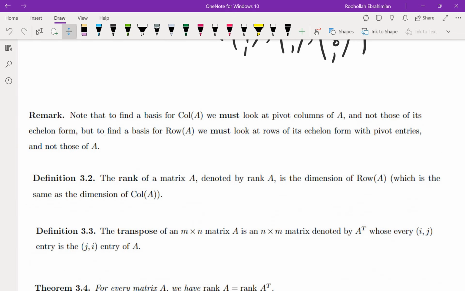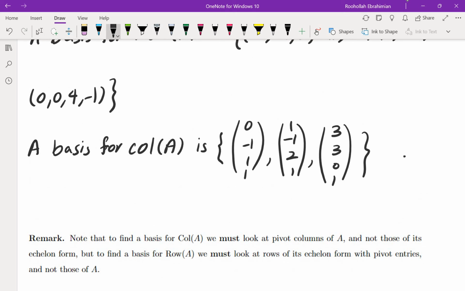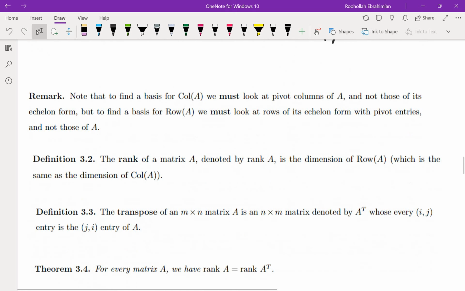So I'm done with this problem. This brings me to the next remark. This is an important one. Note that to find a basis for the column space, we must look at the pivot columns of A and not those of the echelon form. But to find a basis for the row space of A, we must look at the rows of the echelon form that have pivot entries, basically the non-zero rows, and not those of A.